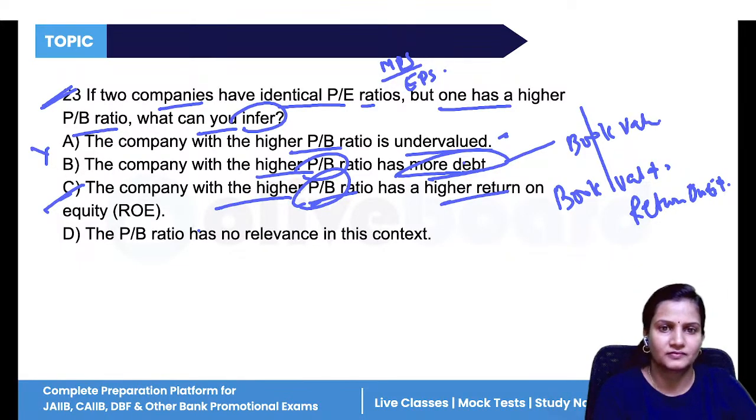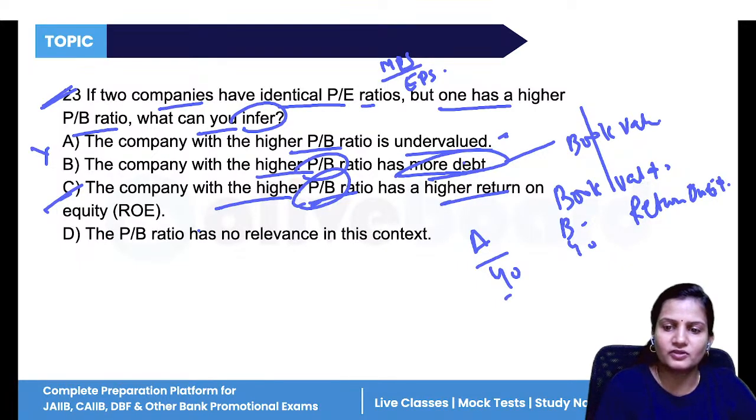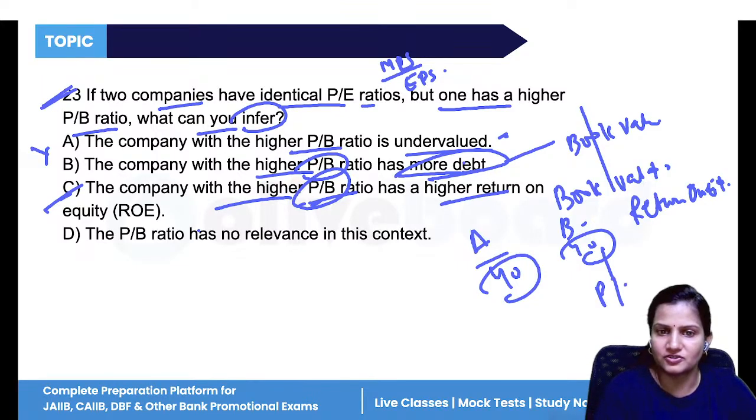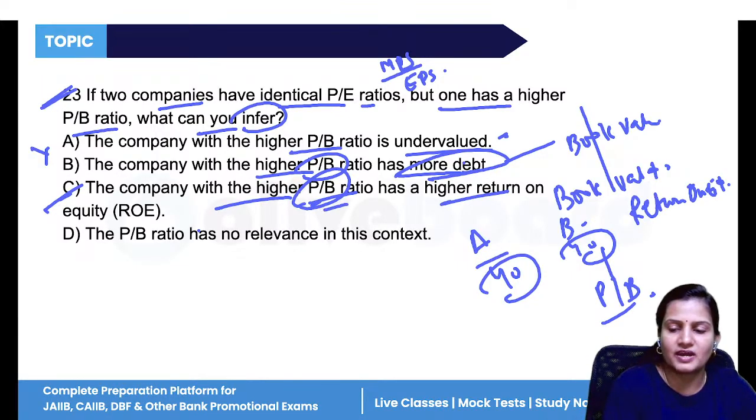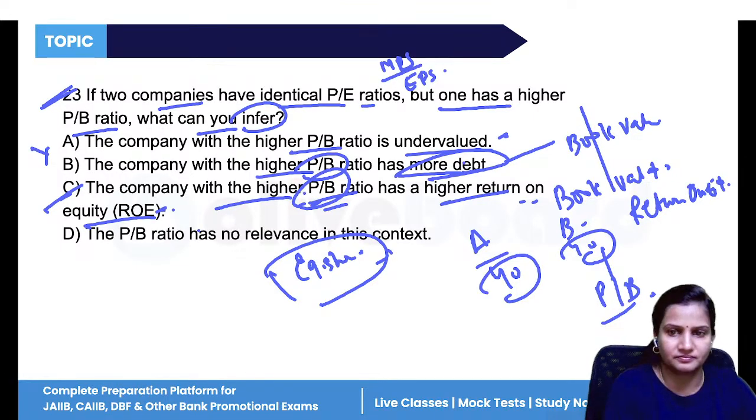Clear? See, companies that have the same PE ratio, okay, if company A and company B both have, let's take an example, 40-40. So they both have the same PE ratio. But if one company has the higher PB ratio, it means that company will have higher return on equity. Okay, from equity shareholders, what is the value of your shares in the market? That is ROE. Okay, what return have you earned from your equity shareholders? Option C.